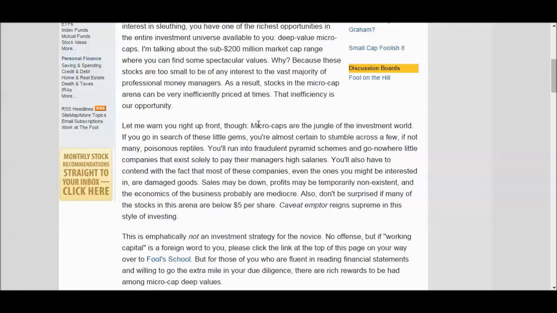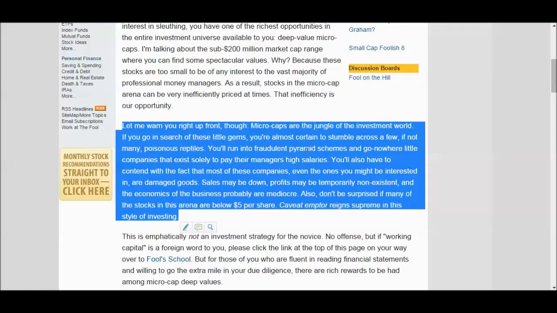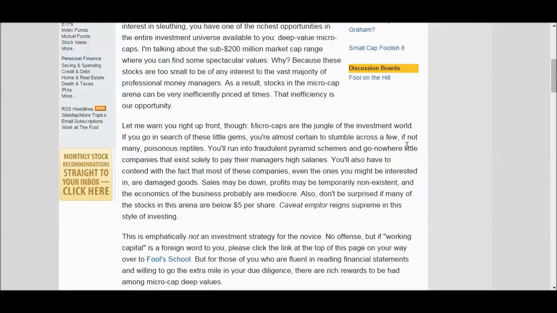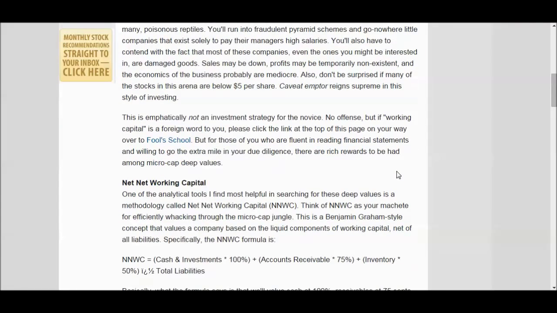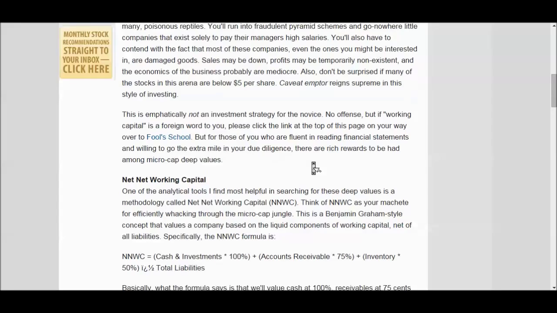Microcaps are the jungle of the investment world. I think that's pretty true, and you will run into this paragraph right here. You'll run into fraudulent pyramid schemes. A lot of these small companies are scams. Who knows what's going on. But with that said, you can find some incredible opportunities, and price to net working capital is one way to sort of narrow the field and find what stocks may warrant further investigation.